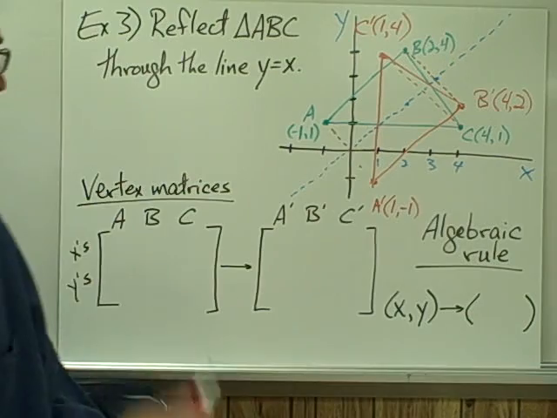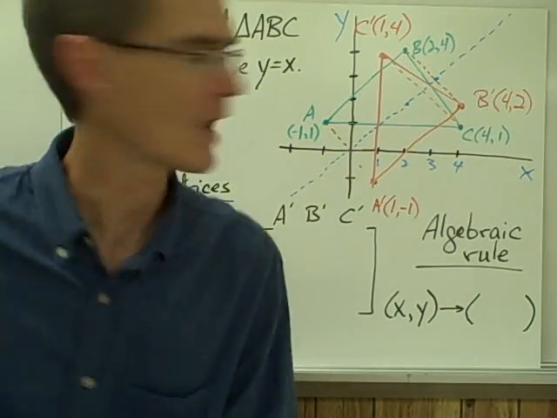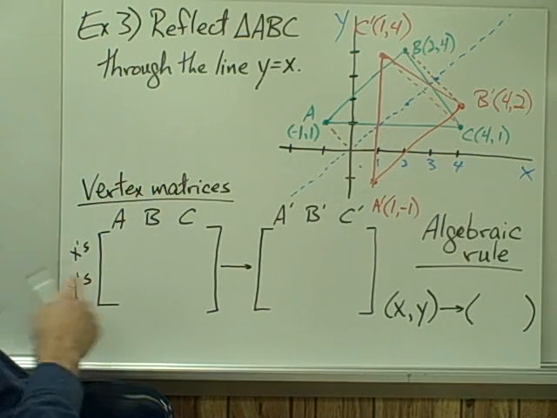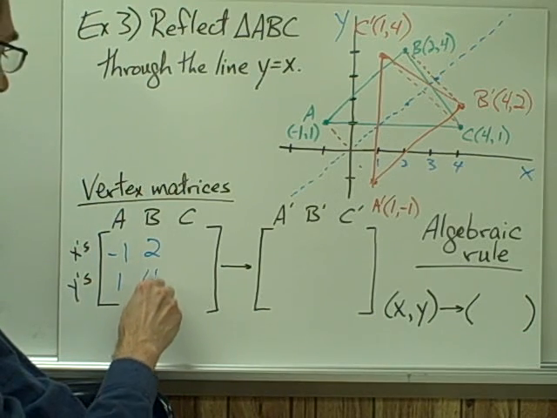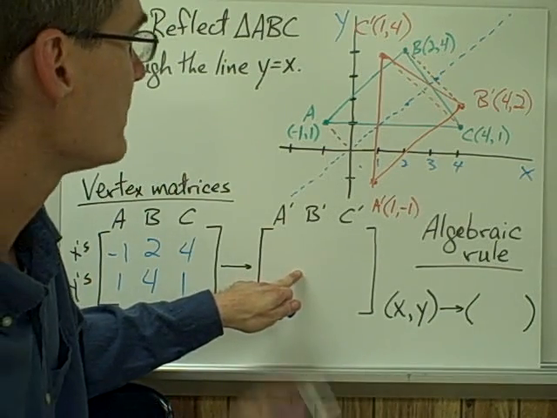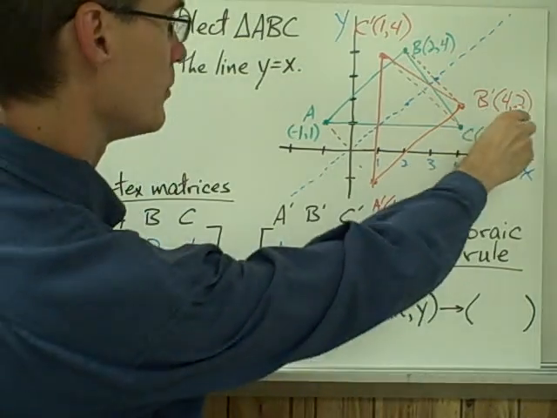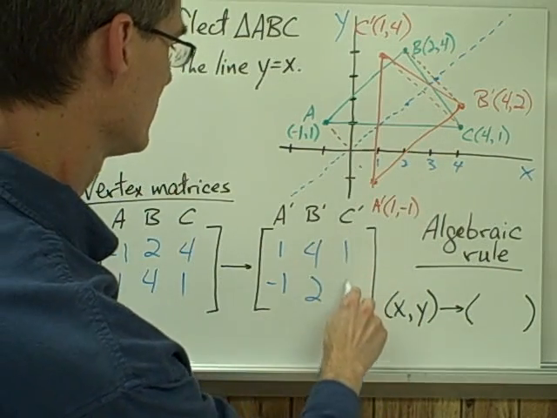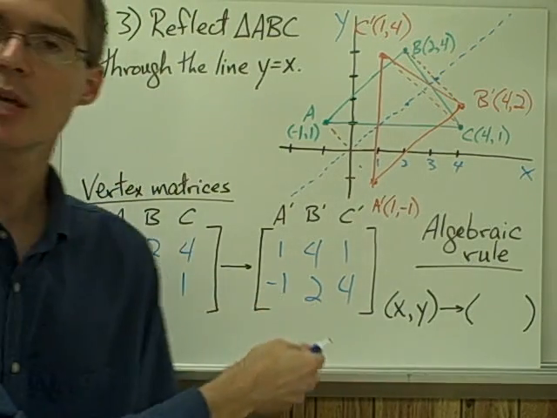So now let's see what our vertex matrices are going to be for our given image and our transformed image. Our given image, same one we've been working with, triangle ABC. X is on top, y is on the bottom, so point A is negative 1, 1, B is 2, 4, and C is 4, 1. And A prime is 1, negative 1, B prime is 4, 2, and C prime is 1, 4. So now I have my vertex matrices for my given image and my reflected image.